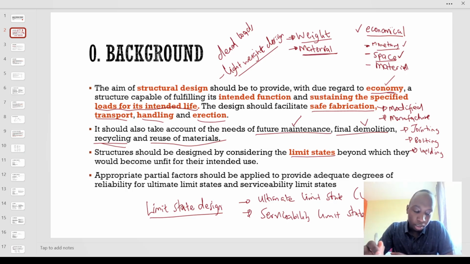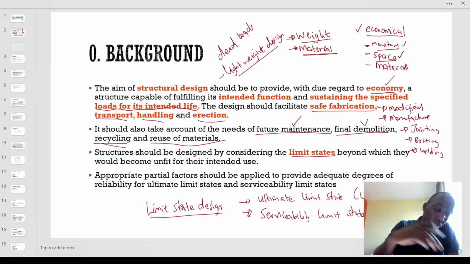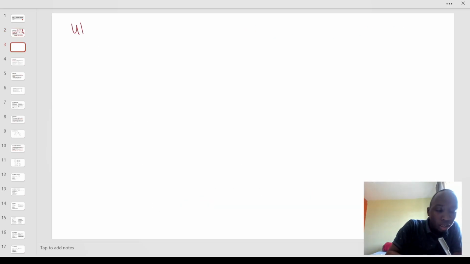It means we have to think of ultimate. Let me just talk about ultimate. Let me have a new slide here. So when you talk about ultimate limit state.